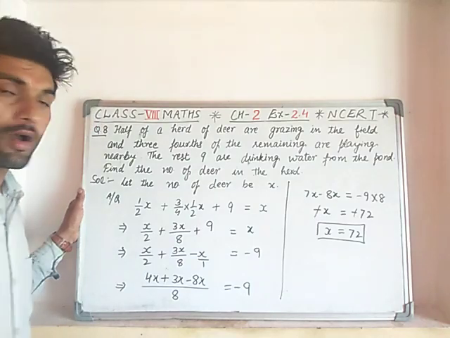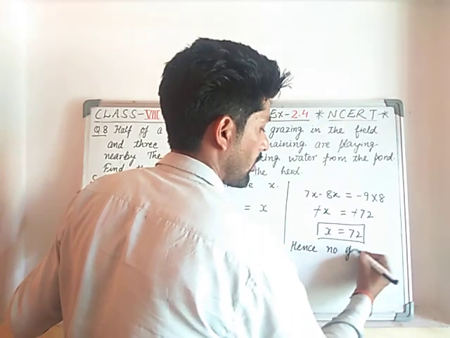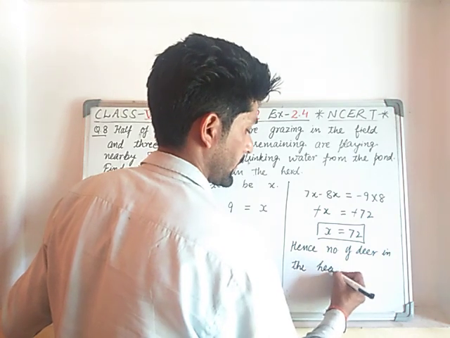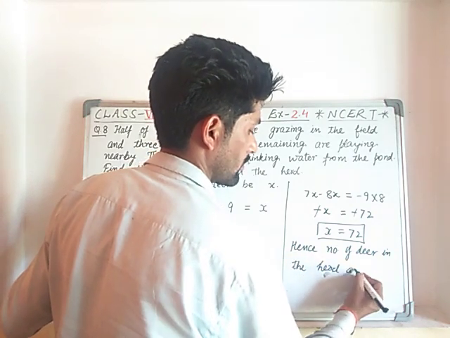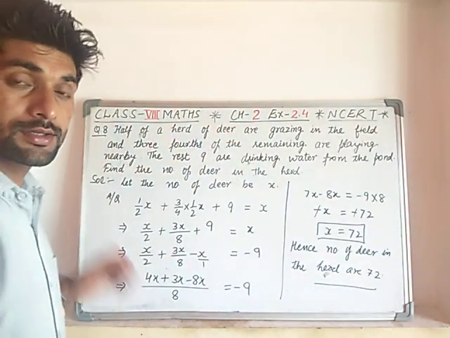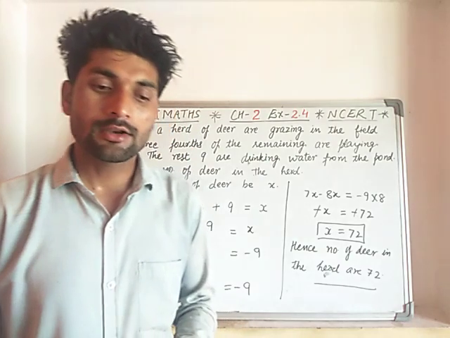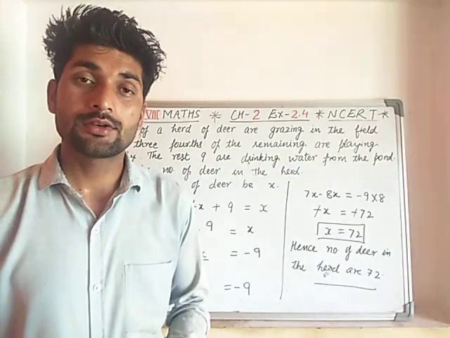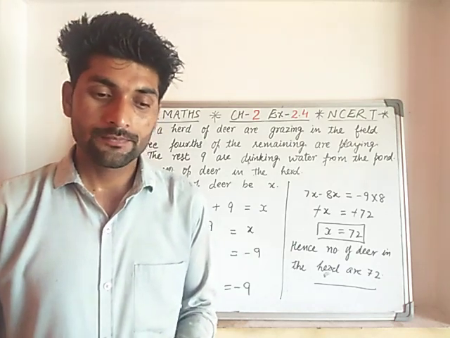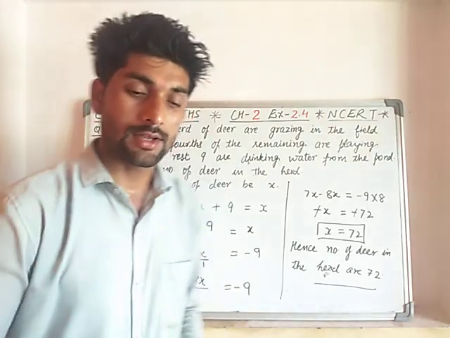Hence the number of deer in the herd is 72. So this is the solution of question number 8. Now the next question is question number 9. A grandfather is 10 times older than his granddaughter. He is also 54 years older than her. Find their present ages. Very simple question. You will do this question by yourself.